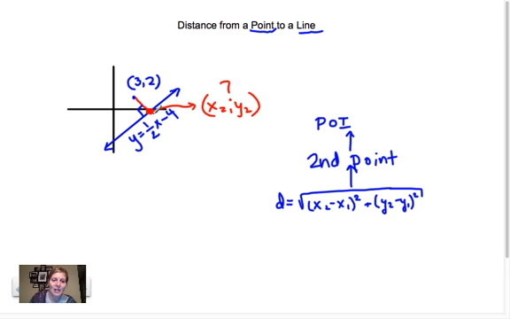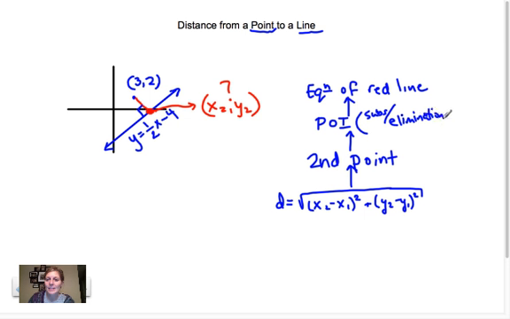Well, what I need to calculate first is I do have one equation for my point of intersection, but I need the second equation. So before I can find the point of intersection, what I need to do is to calculate the equation of the red line. Once I know the equation of the red line, then I can calculate the point of intersection using substitution or elimination. Okay, so how am I going to find the equation of the red line?